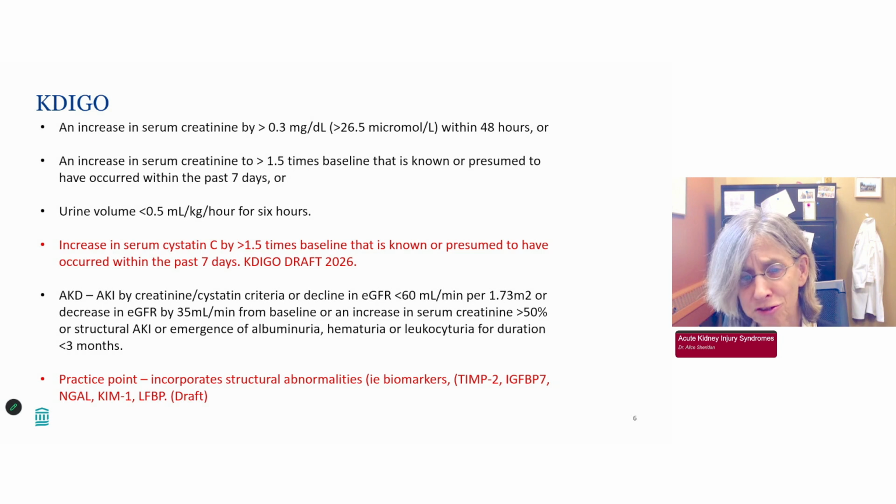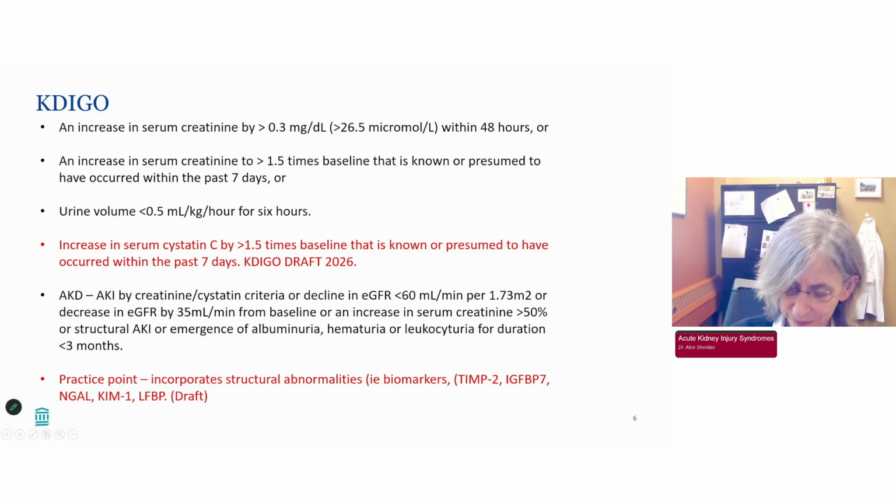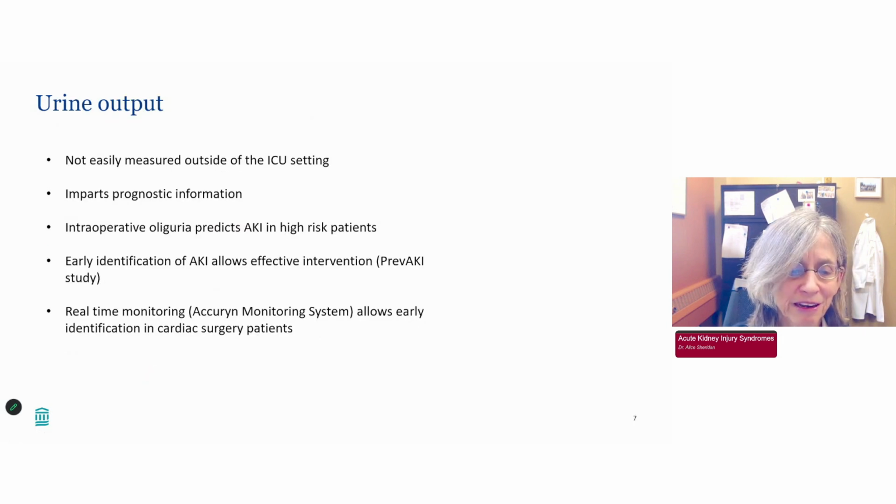The 2026 KDIGO draft also included a practice point. This is a non-graded consensus that incorporates structural abnormalities. That is to say, those biomarkers that Joe just discussed with you, if they're available. And unfortunately, in many places, they are not yet widely available. So clearly, KDIGO is attempting to address the limitations in the current biomarkers and the current criteria for AKI.